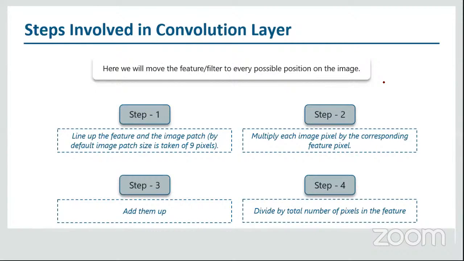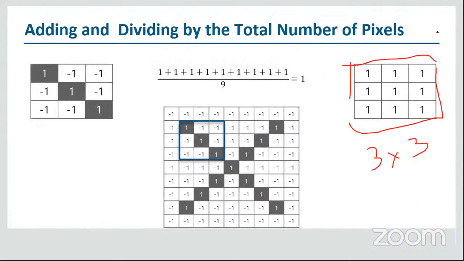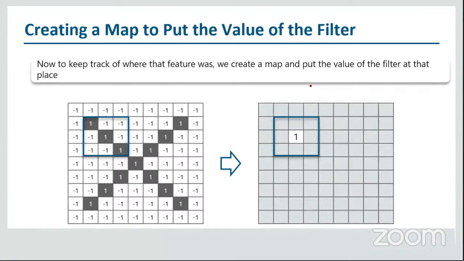After doing multiplication, I add up all the values of the pixels and divide by the total number of values in the pixel, which is 9. In this case, it becomes 1. I repeat this for all the values I have identified, which becomes like this. From the first box, I got 1 here.